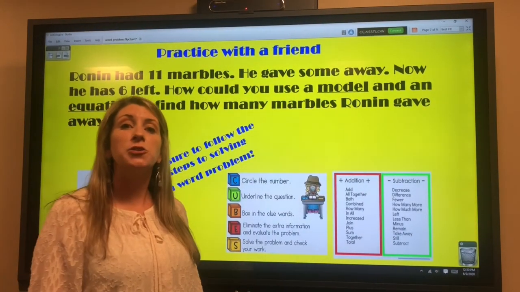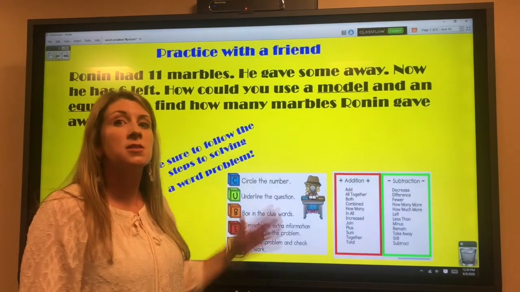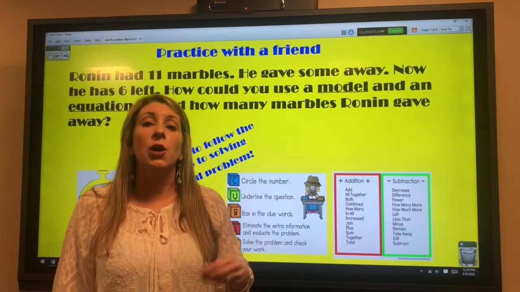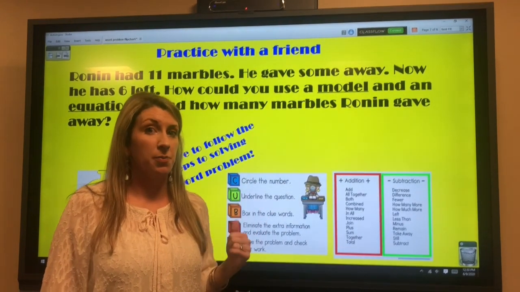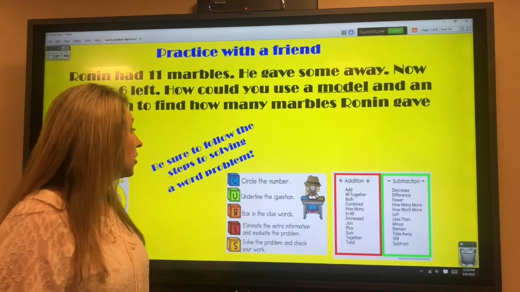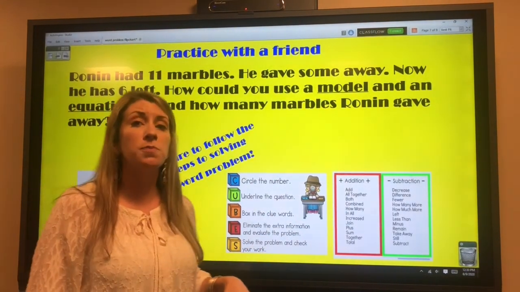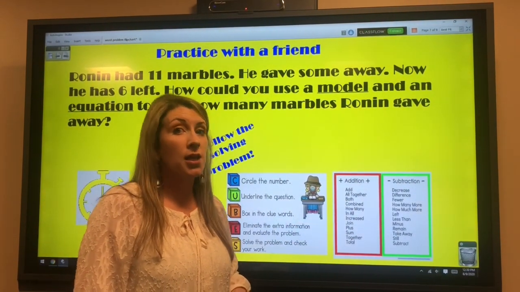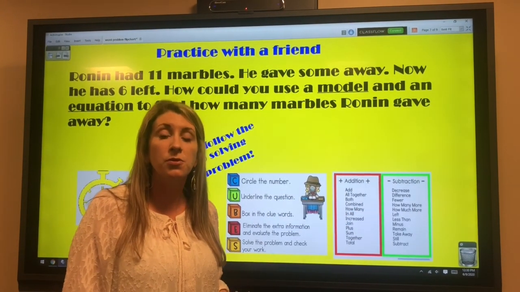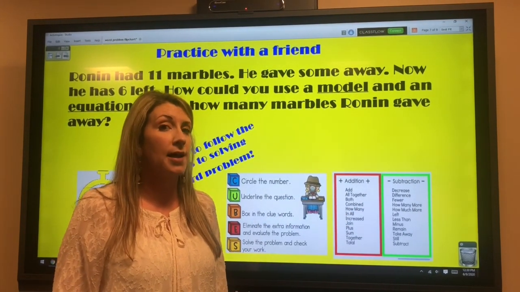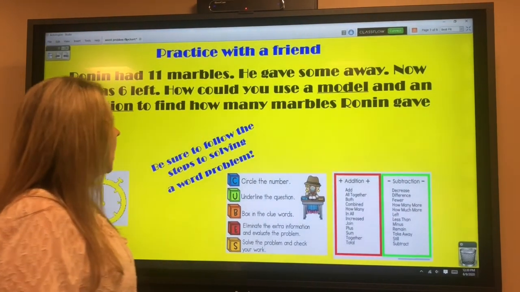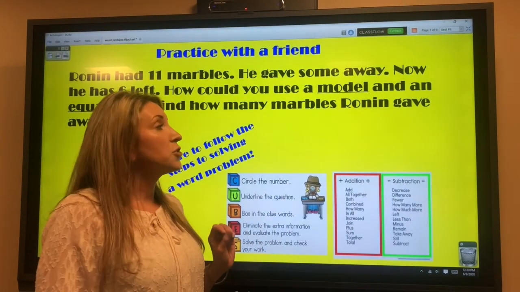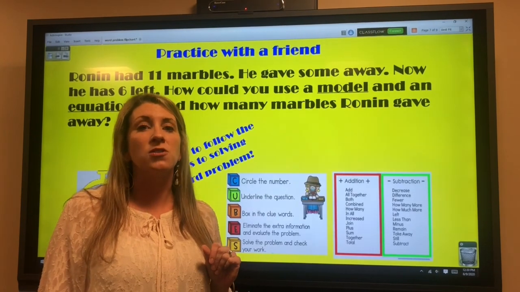Okay guys, now we're going to practice doing our word problems with a friend. So have your teacher place you with a partner, and you're going to work with that partner to solve this word problem. Make sure that you are following our cubes method in order to solve your problem. And keep in mind that there are several key words here that you can look at to help you decide if you need to add or subtract. So right now, pause the video, set your timers for 5 minutes, and I want you to work with your partners on solving this word problem.